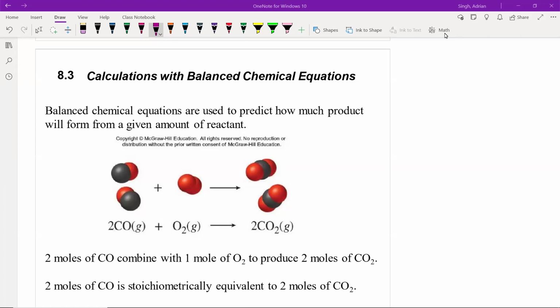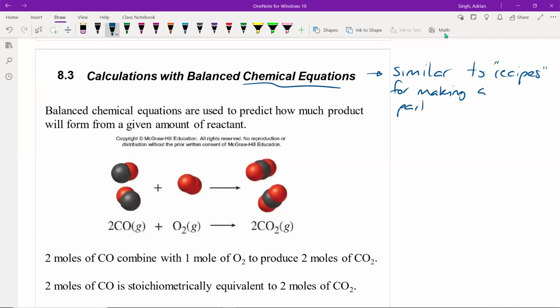The key thing that a balanced chemical equation allows us to do is calculate how much of something we should be able to get if we know how much of a particular reactant we are using. So in essence, another way to think of your chemical equations is that they are sort of like recipes for making a particular product.